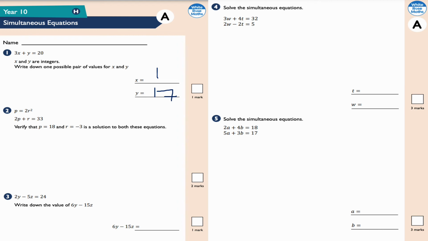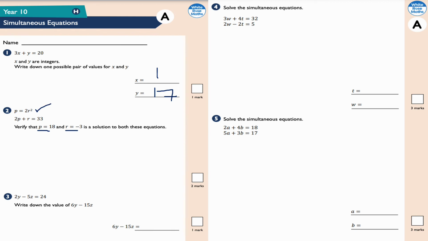This is question number 2. p is equal to 2r squared. 2p plus r is equal to 33. Verify that p equals 18 and r equals minus 3 is a solution to both of these equations. So it's saying that the left hand side has to equal the right hand side. 18 equals 2 times minus 3 squared. Well, minus 3 squared is 9, times it by 2 is 18. So that's true for the first equation.